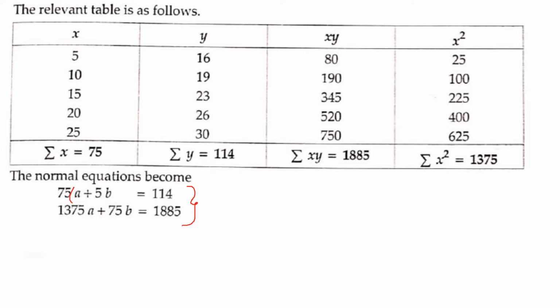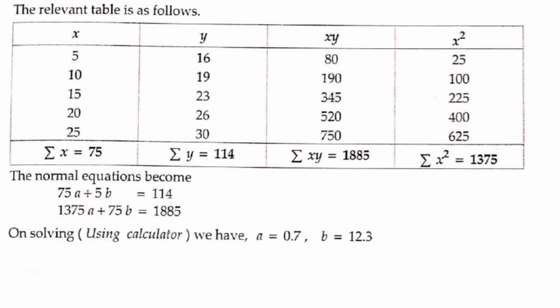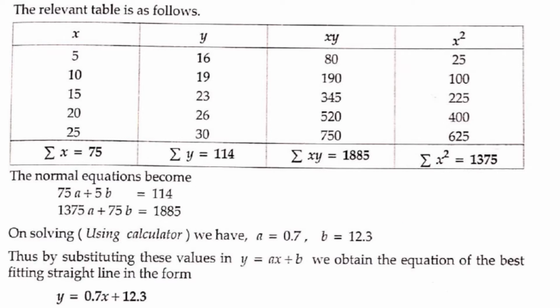If you use the scientific calculator, we can find the values of a and b from these two equations. The values of a and b will be: a is equal to 0.7 and b is equal to 12.3. Then we substitute these values of a and b back in the linear equation which we have considered. The value of a we put here and the value of b we put here, so that our equation will be y is equal to 0.7x plus 12.3.